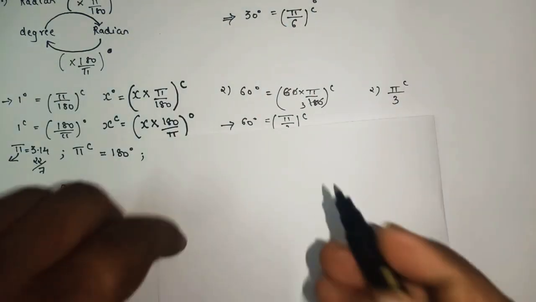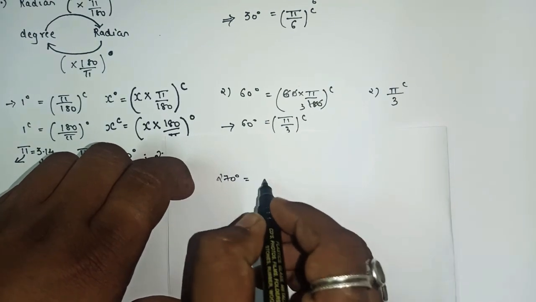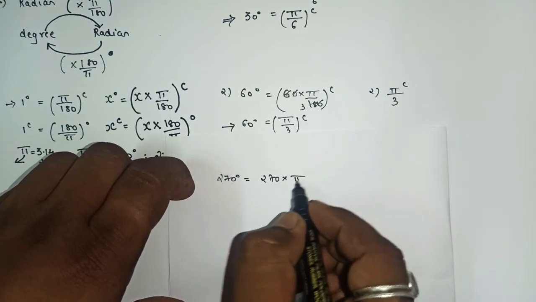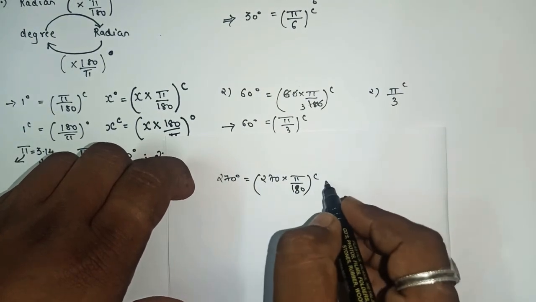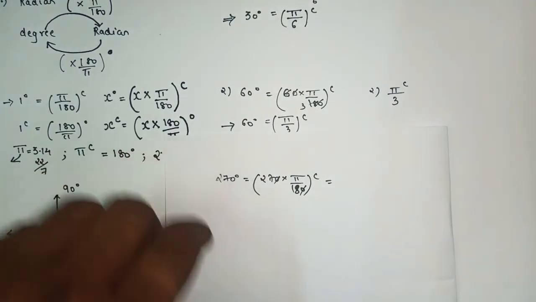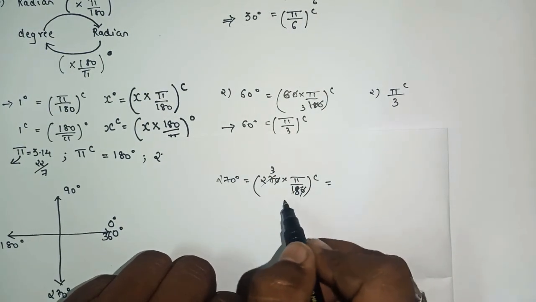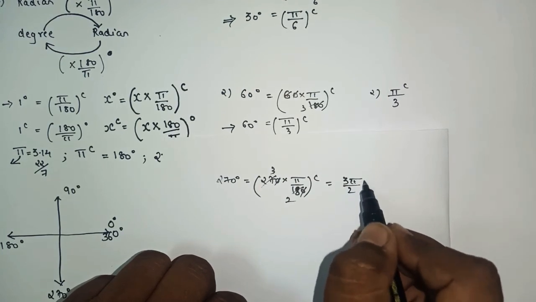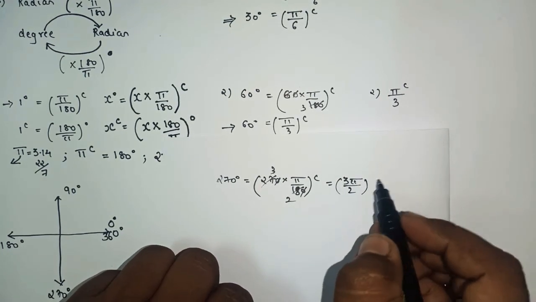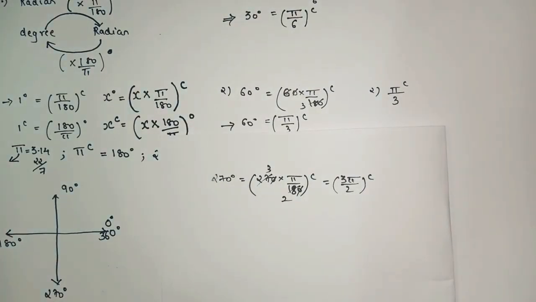270. So can I say 270 into pi by 180? We'll see how to read 270 in radian. 0 will get cancelled, yes or no? So your 9 threes are 27, 9 twos are 18, so you're left with 3 pi by 2 radian, yes or no? So your 270 degree we can read as what, 3 pi by 2, yes or no?